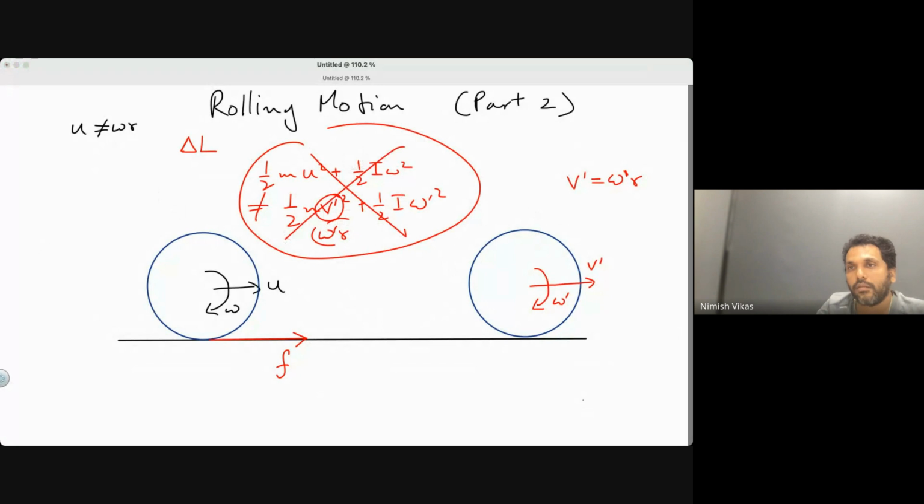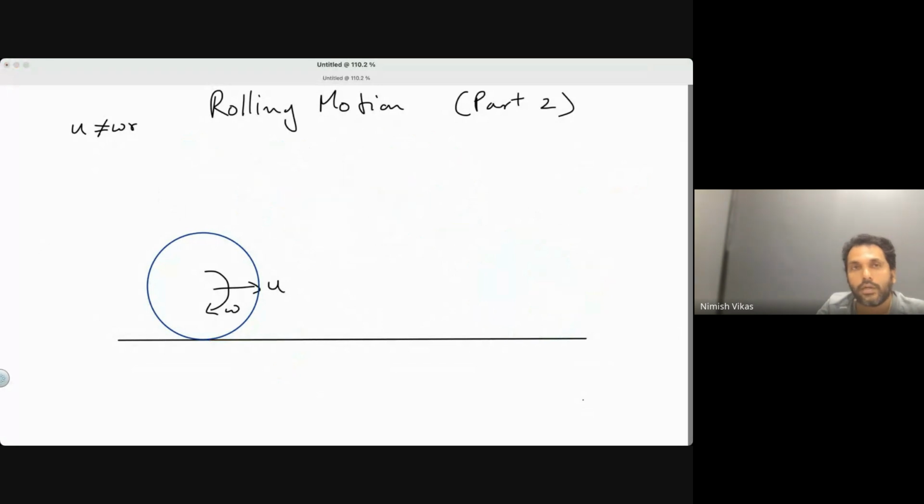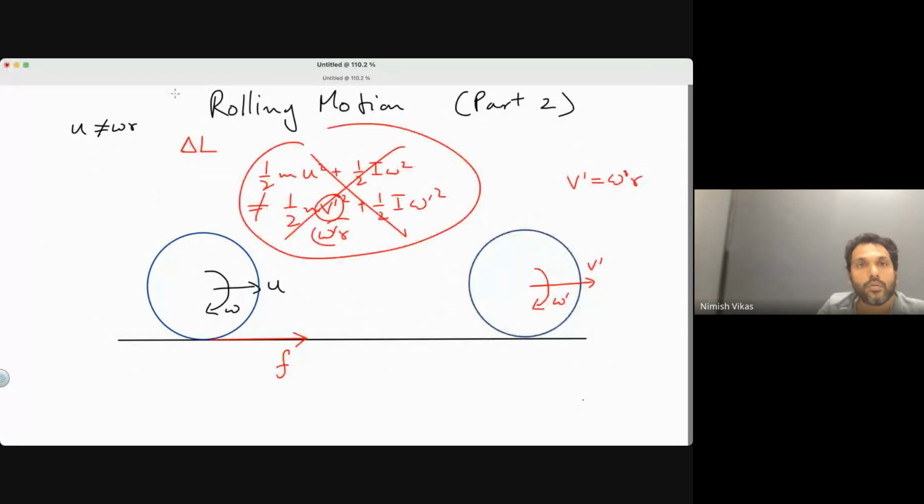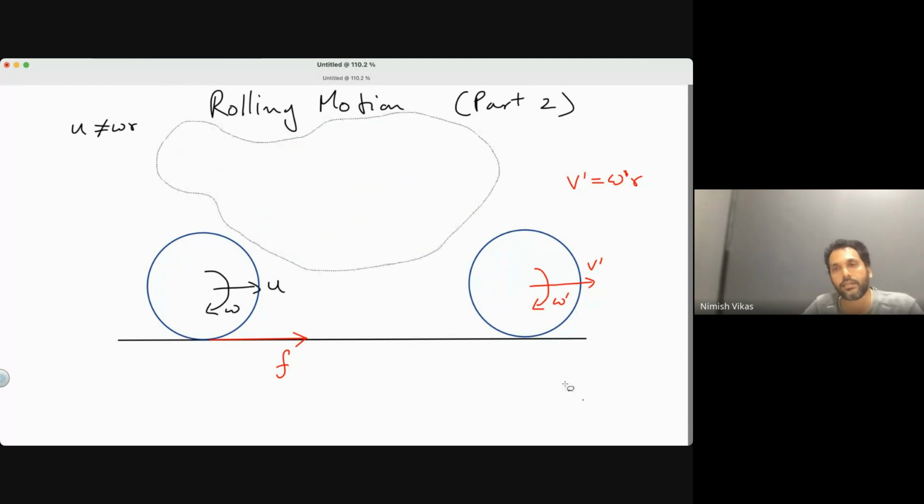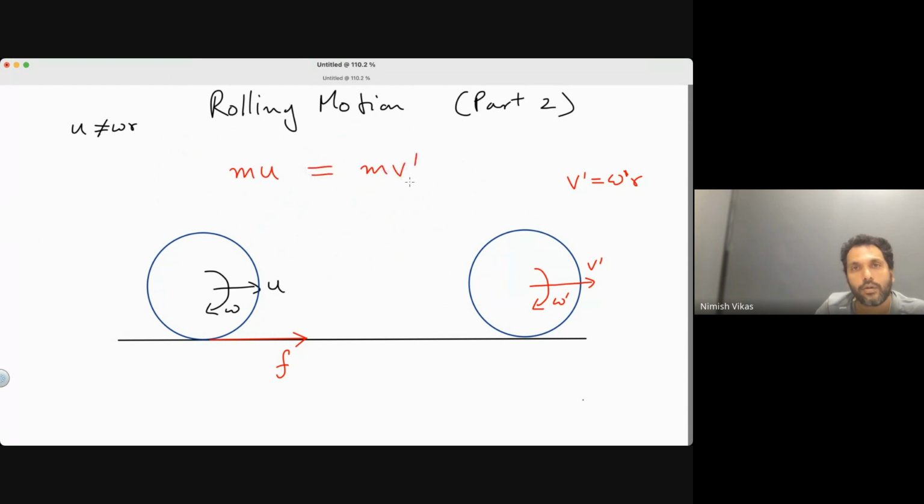Next will come, can I apply linear momentum conservation? Again, the answer is no. And it is quite rubbish also. Initial linear momentum is, you don't care about the rolling, m into u. Final linear momentum is m into v dash. Is mu equal to mv dash? Obviously not. Why? Because there was a force.